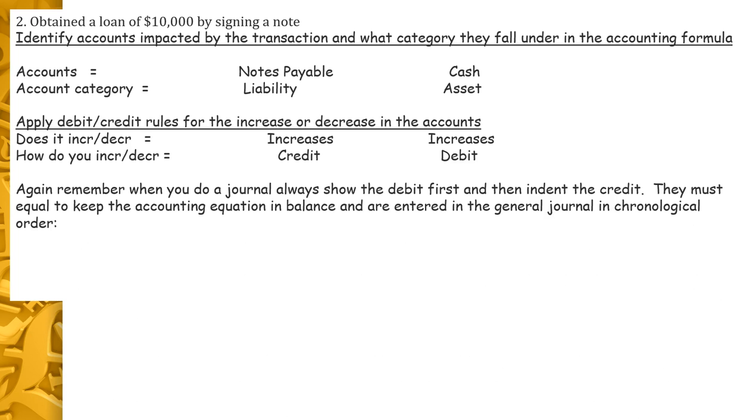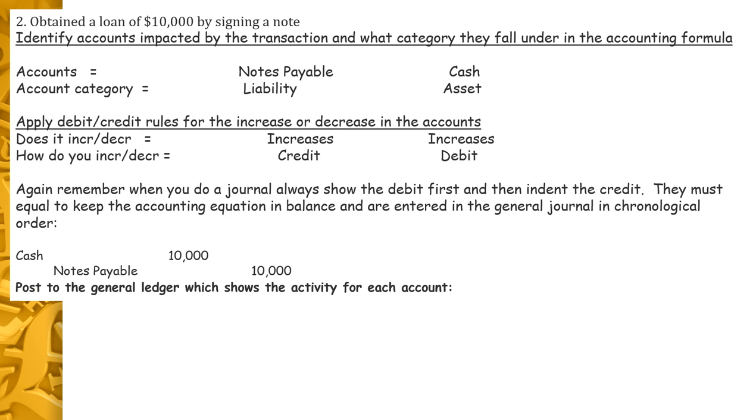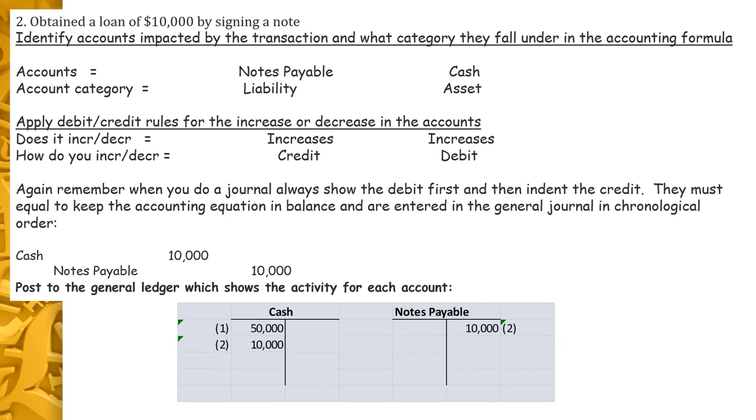Again, we're going to do the debit first. Remember the accounting equation. So we're going to debit cash. We're going to credit notes payable. Now we're going to post that to the general ledger. And there we go. Now you notice how I'm making sure I write them all down, because at the end we need to know how much cash we actually have.